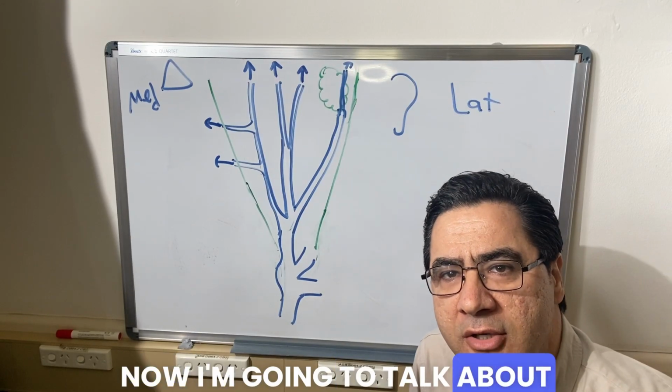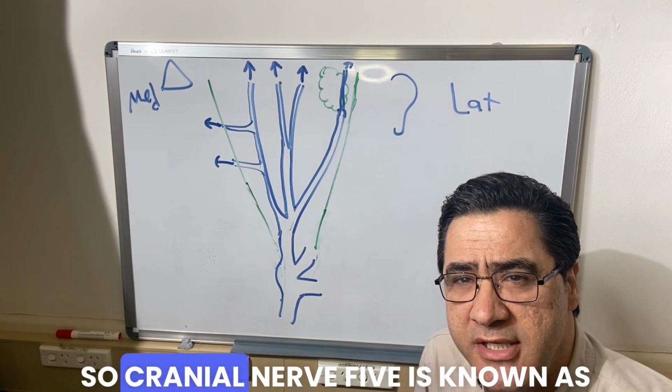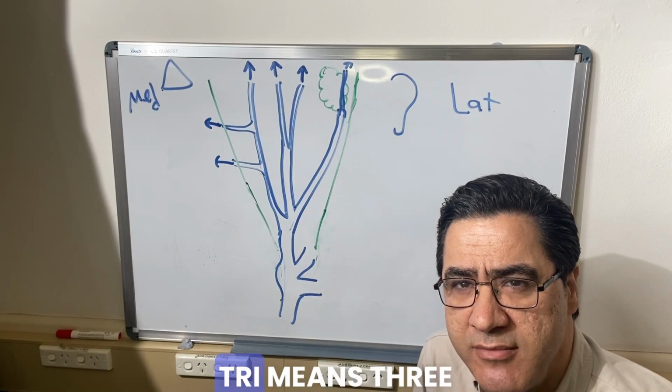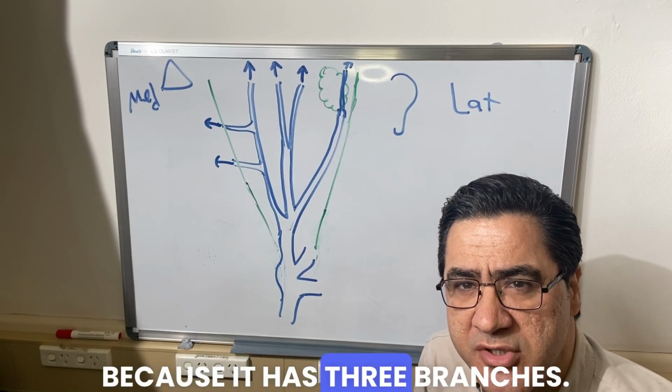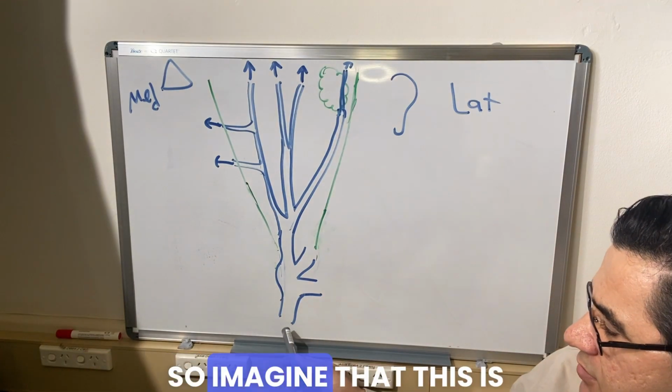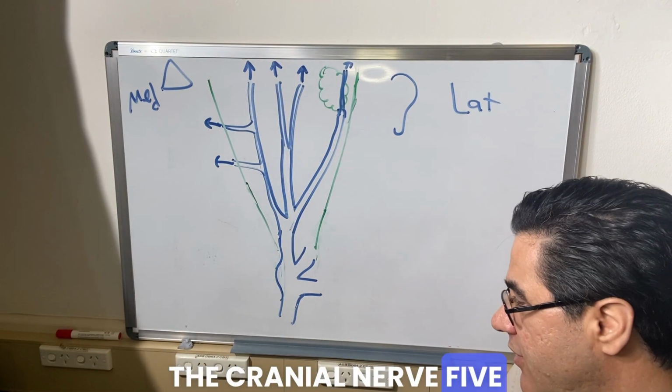Now I'm going to talk about the trigeminal nerve. Cranial nerve 5 is known as the trigeminal. Tri means 3 because it has 3 branches. And I'm going to show you on this drawing. So imagine that this is the cranial nerve 5.